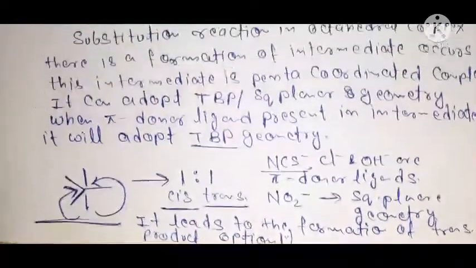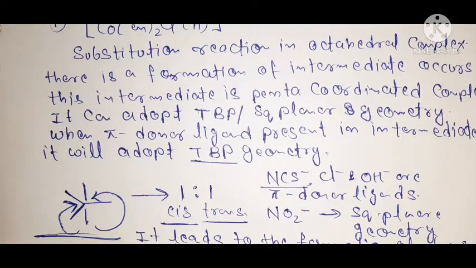Understand? See once again. In a substitution reaction, you first check whether the ligand is a pi donor or not. When it is a pi donor, the intermediate will adopt trigonal bipyramidal geometry, and in this case there is an equal possibility of cis and trans product. But when it is not a pi donor ligand, it will adopt square planar geometry, and in square planar geometry trans product is obtained preferentially. Understand? Okay.